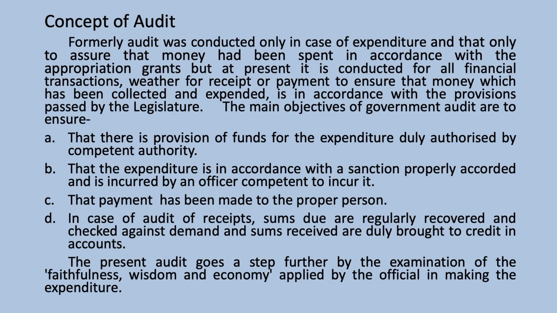The present audit goes a step further by examining the faithfulness, wisdom and economy applied by the official in making the expenditure. Students, the audit procedure was formerly associated with expenditure only, but now the audit of transactions related to receipts is also carried out. In the audit procedure some questions are raised: whether the sum was available for that purpose, whether it was allotted by competent authority, whether the expenditure was made for correct functions. A step further, it is also examined today whether the expenditure or receipt was faithful, and whether it was associated with wisdom and economy.